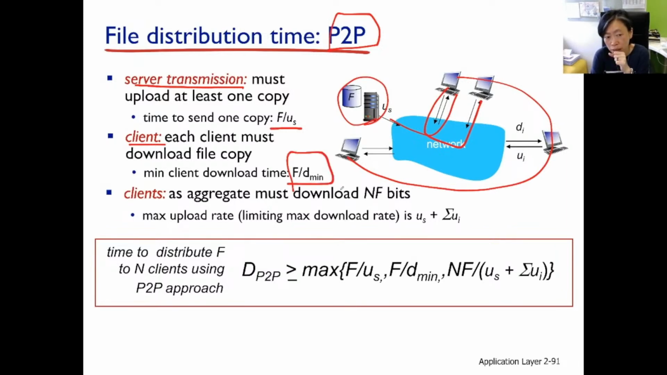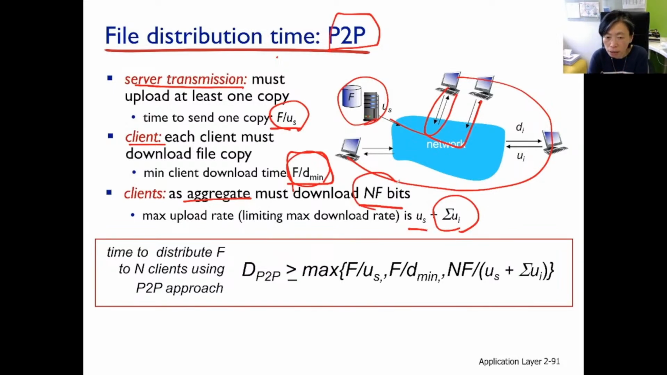which we explained. And clients overall, as an aggregated system, must download NF bits, and the maximum upload rate is the sum of all the uplinks for all the users plus the uplink capacity of the server. All right. So in a way, the file distribution time here for a P2P system is bounded by either a bottleneck at the server, a bottleneck at the client, or a bottleneck as the system as a whole.